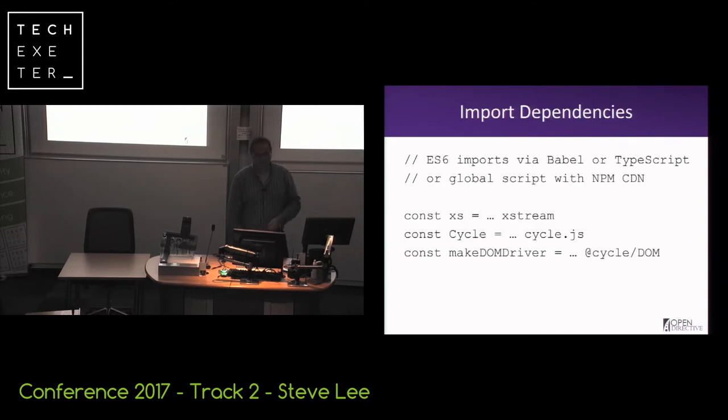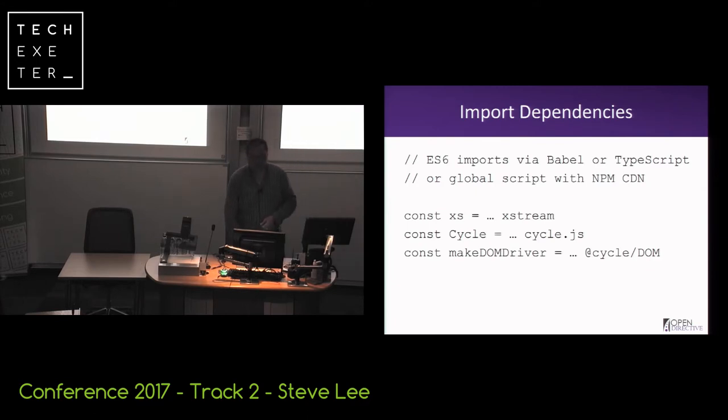You also obviously need your dependencies. We normally in our code use ES imports, usually via Babel or TypeScript now. I personally prefer TypeScript, but I've gone over to it. You can also use global scripts if you like, you know, the script tag. This is great if you're just knocking something up in something like pastebin or JSBin. And you can just use the npm CDNs for that, for the modules.